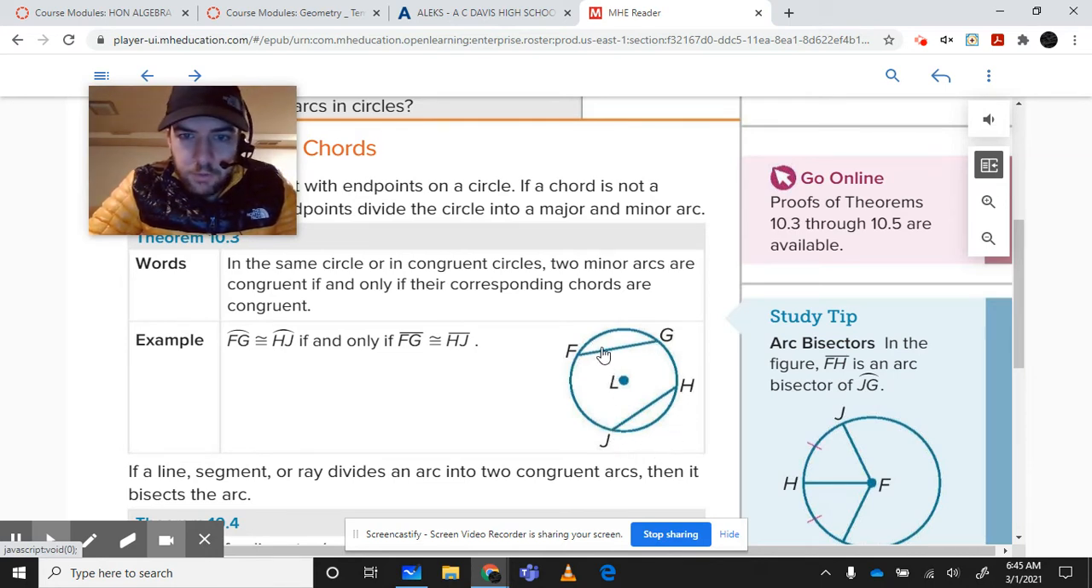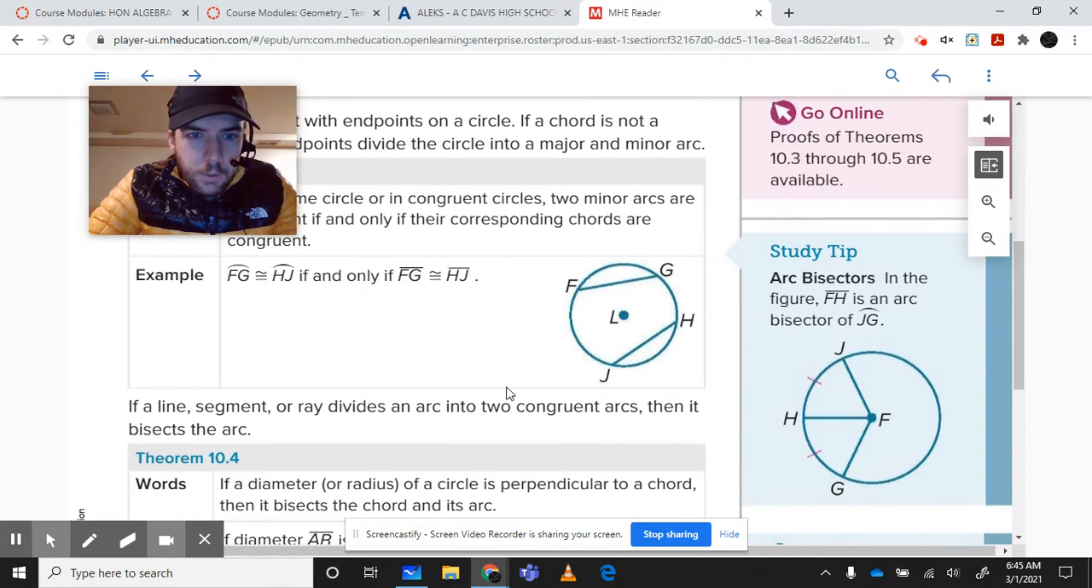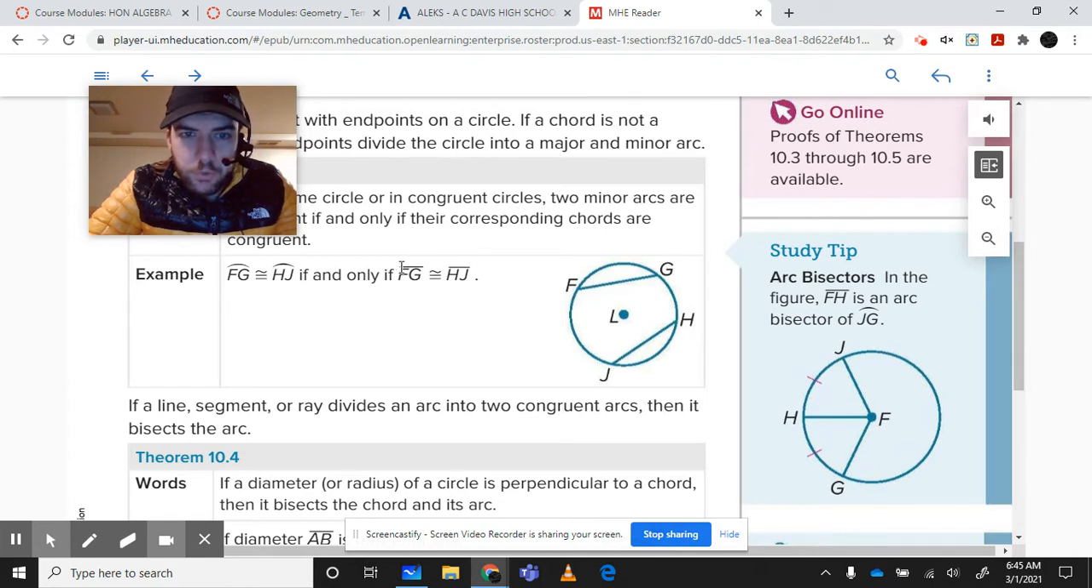That makes sense, right? If this chord was a little bit smaller, we'd get a smaller minor arc. If it was a little bit bigger, we'd get a bigger minor arc. So if these two chords are exactly the same size, their minor arcs that they generate, these two curves, should be the same size as well. This is the notation they're using for those arcs. So they're using this little arc above the letters FG. So this is the minor arc FG is congruent to the minor arc HJ if and only if the chord FG, there's no special notation for chords, we're just saying that's a line segment, but I'm going to read it out as the chord FG is congruent to the chord HJ.